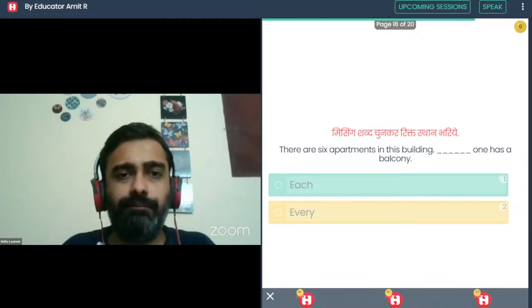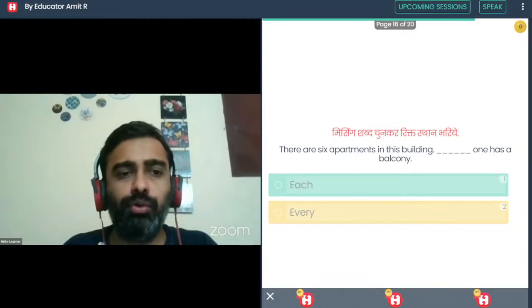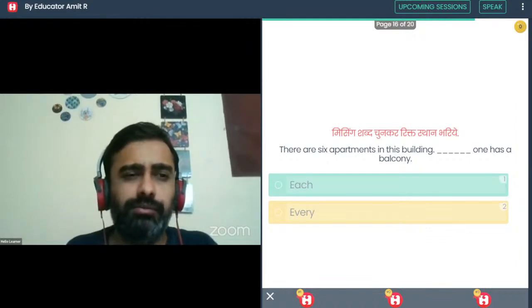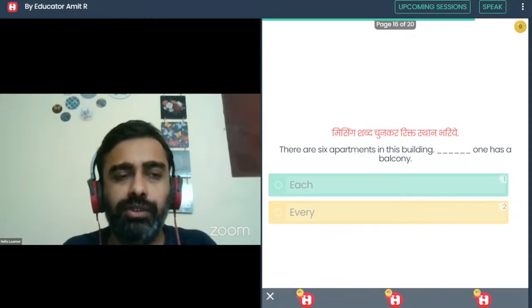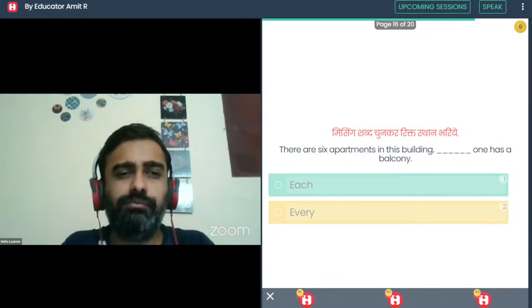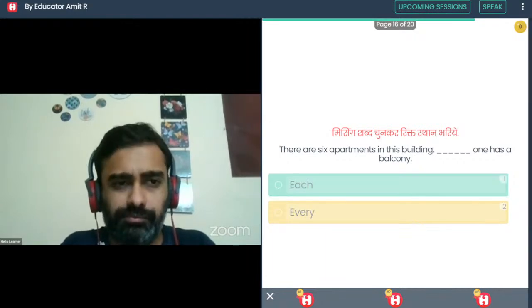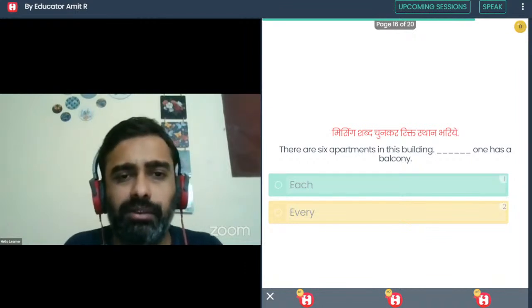There are 6 apartments in this balcony. Slow. Apartments is plural. Again. Building is written. Suresh, start again. Building. There are 6 apartments in this building. Each one has a balcony. Absolutely. Each one has a balcony.